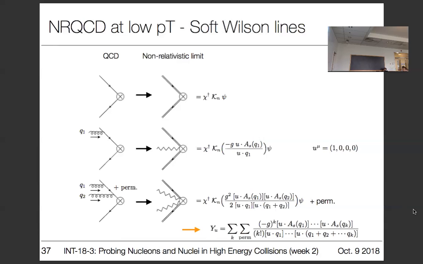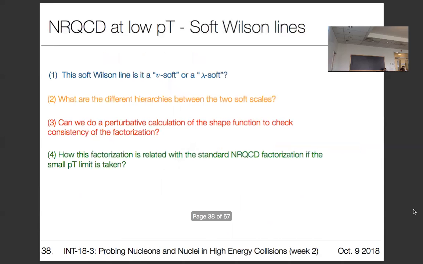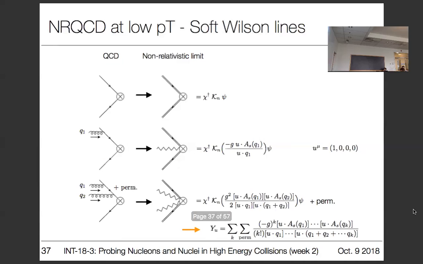I repeat it for two gluons, and I get this expression, and I need to add the permutations. It's very easy to repeat for an infinite number of gluons, and the expression you get is exactly that, which is the Fourier conjugate of the Wilson line that I showed in coordinate space before. And that was done only for one of the heavy quarks. If I go to the antiquark, there's another U that needs to be contracted to that.